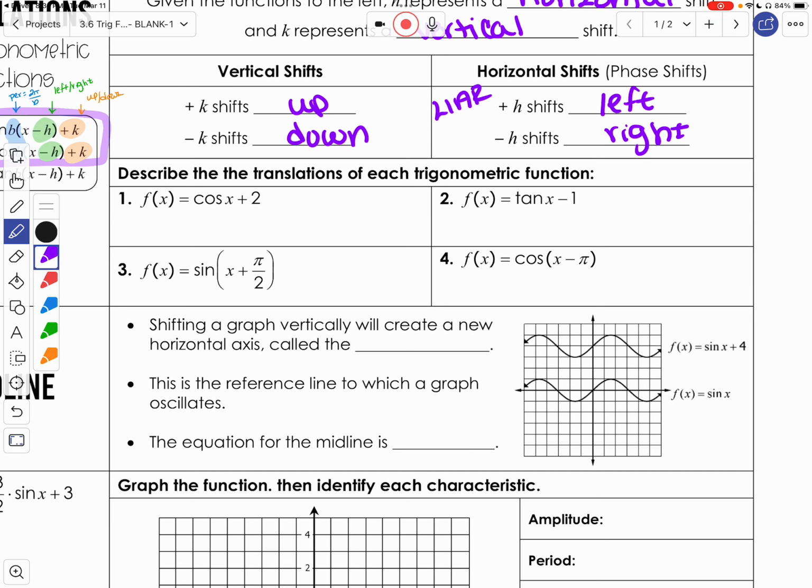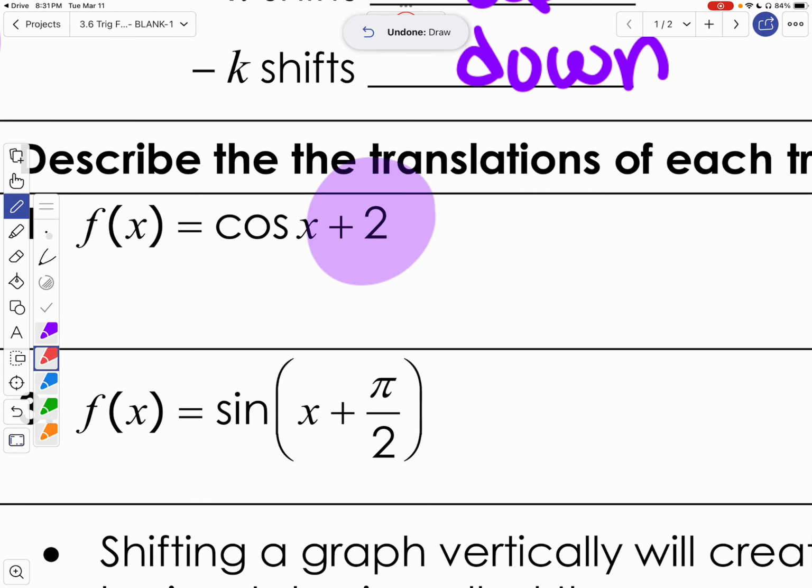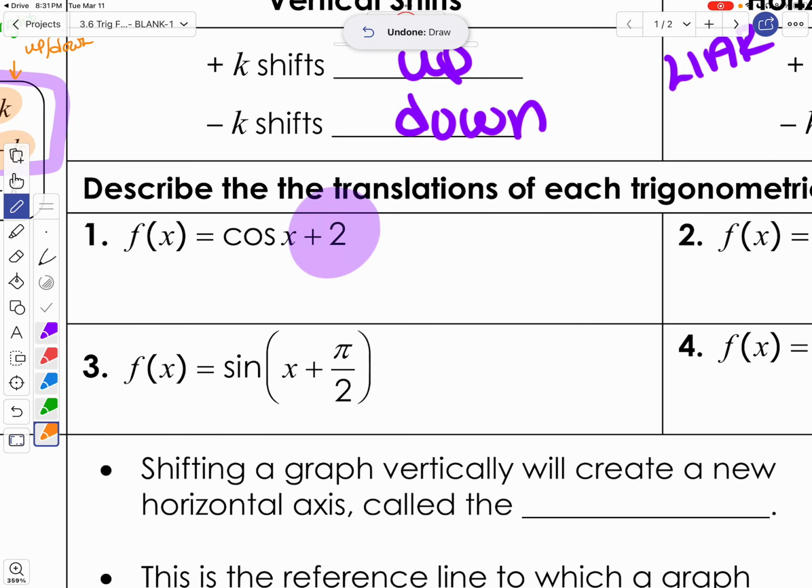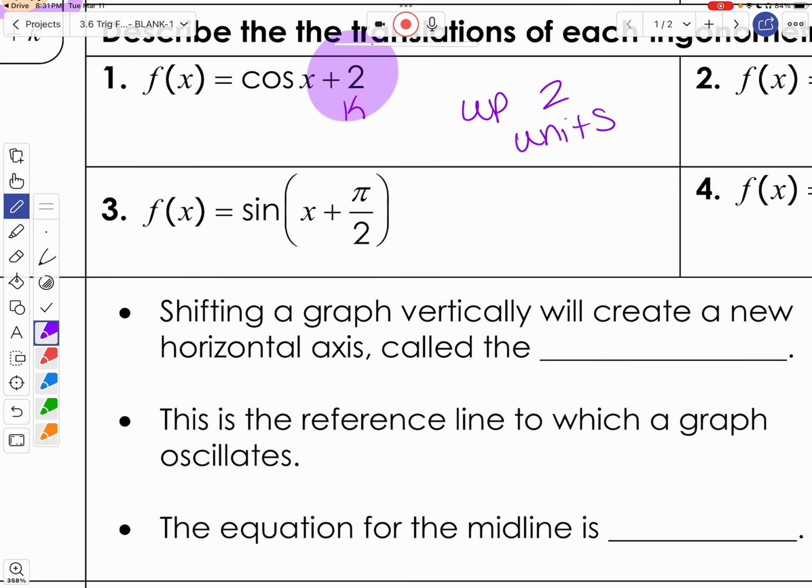In question number one, you have a 2. Notice that your 2 is not hanging out with your ex. If it was hanging out with your ex, it would have a group around it. Notice it's doing its own thing. It's living its own life. So this would represent your K value. Ks are true and honest, which means it really did move up 2 units.